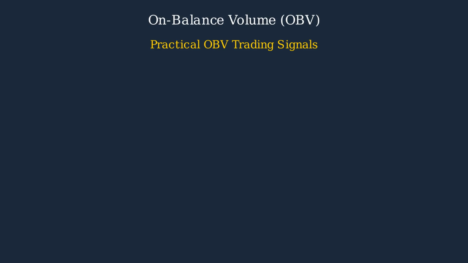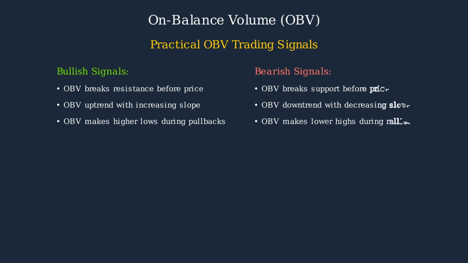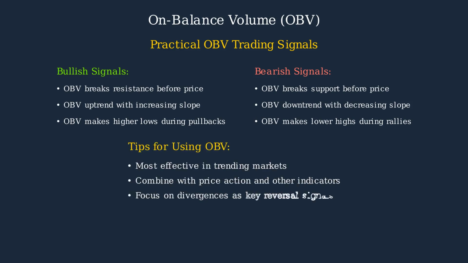When using OBV in practical trading, look for specific bullish and bearish signals. Bullish signals include OBV breaking resistance before price and maintaining strong uptrends with higher lows during pullbacks. Bearish signals include OBV breaking support before price and showing weakness with lower highs during price rallies. When using OBV, remember it works best in trending markets and should be combined with other indicators for confirmation.